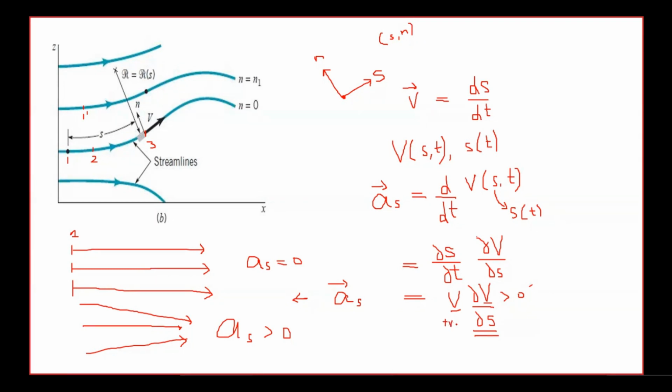Velocity will be positive, as well as partial V by partial S. So it means the gradient, or the change of the velocity along the coordinate axis, should be positive, which is represented by these converging lines. If these are diverging, let's say like this, the gradient partial V by partial S would be negative, less than 0.